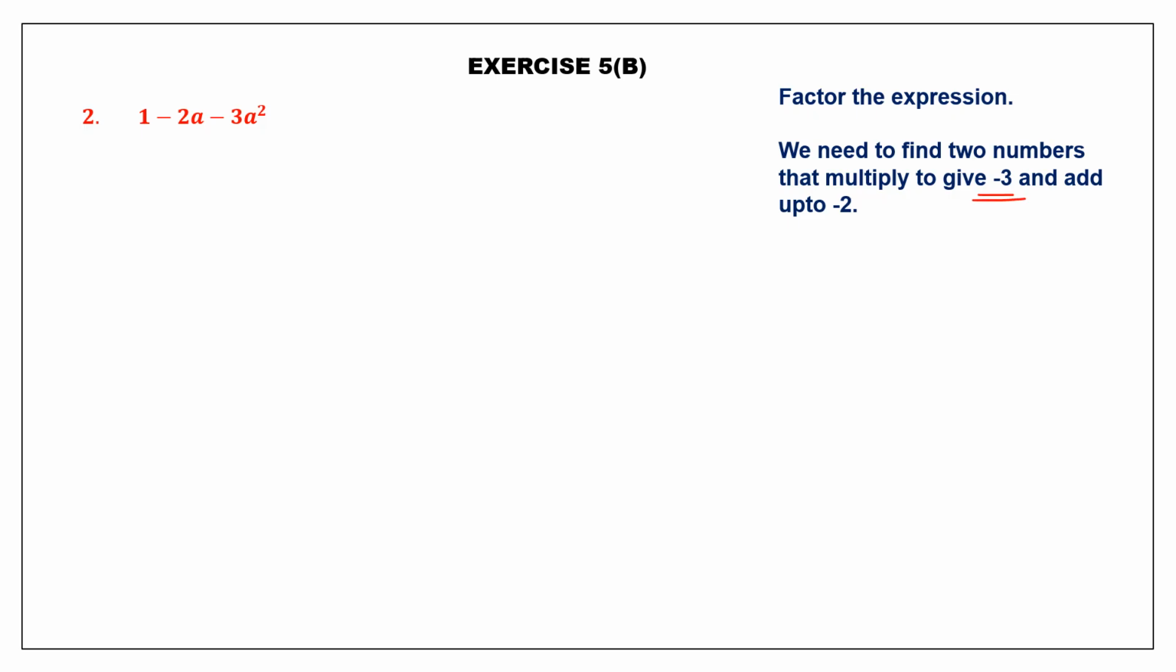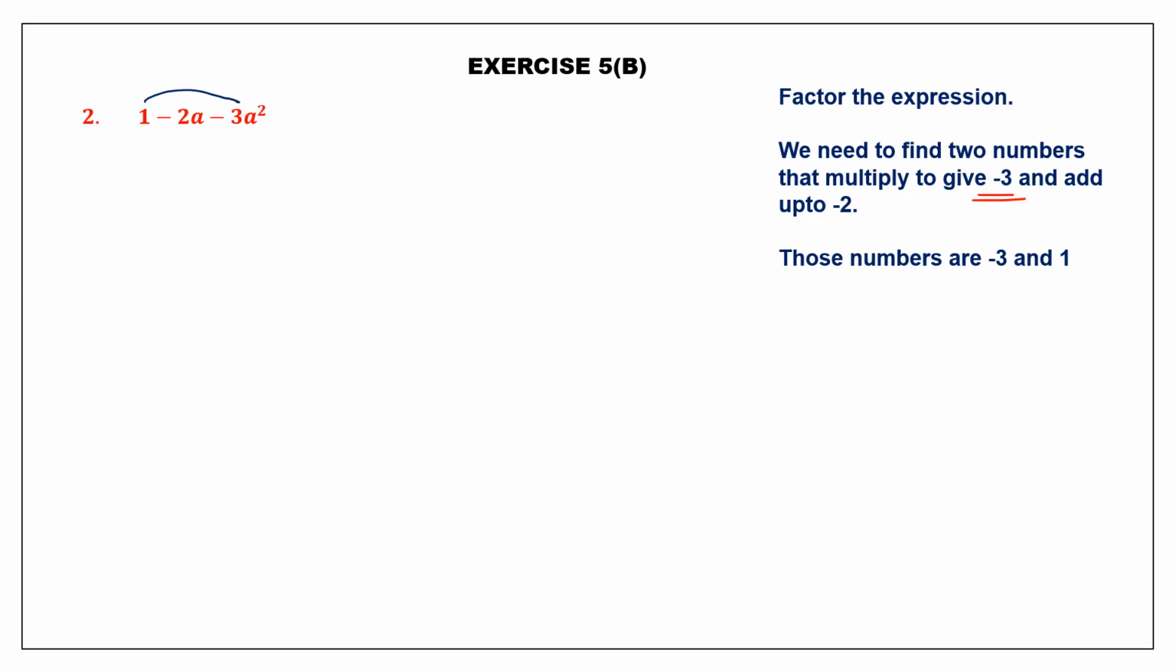Now, look at the first term and the coefficient of the last term. 1 into negative 3 is negative 3. So, that's how we got this negative 3. So, when we multiply two numbers, it should give us negative 3. And when we add, it should give us the coefficient of the middle term, that is negative 2. What are the two numbers? The two numbers are negative 3 and 1.